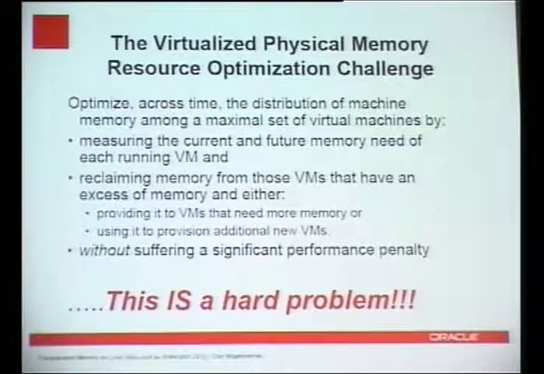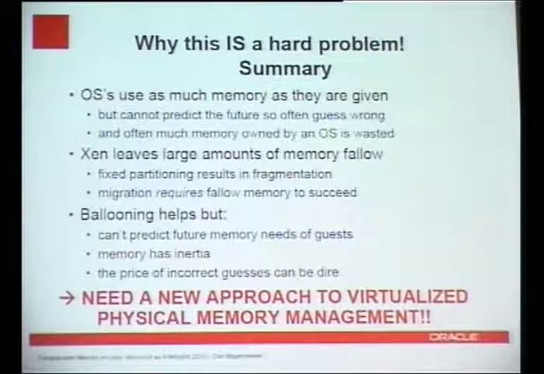So if we go back to our original challenge, you can see that it is a hard problem that we're trying to solve. And we've got a pretty good list of reasons why it's a hard problem now. OSs are memory hogs. Xen leaves memory lying around. Ballooning can help, but it has problems of its own.